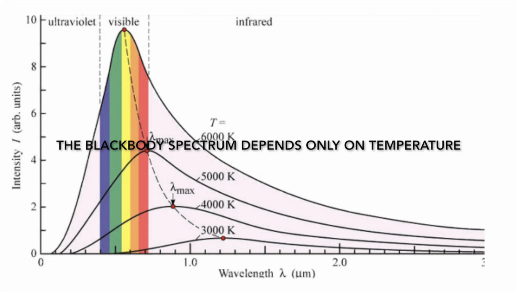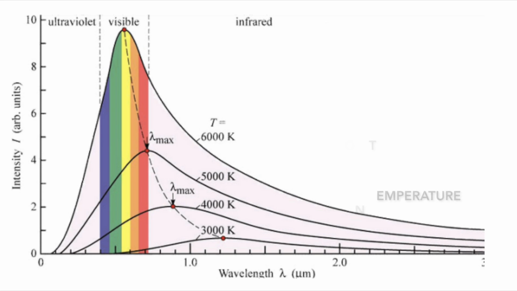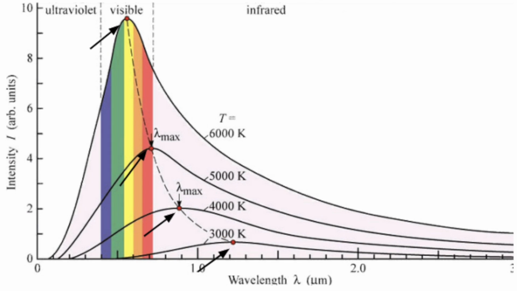The blackbody spectrum depends only on temperature. As the temperature of an object rises, the wavelength that is emitted at maximum intensity, which is essentially maximum power, will shift to the left with respect to the spectrum. This is represented by the peaks of the curves shifting to the left of the graph as the temperature of the object rises. Simply put, the hotter the object is, the more it will emit radiation closer to the left side of the spectrum.